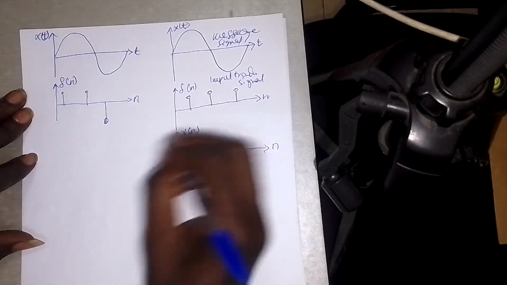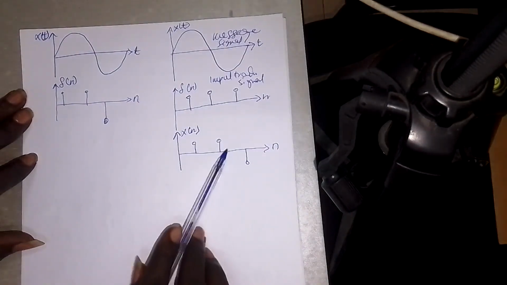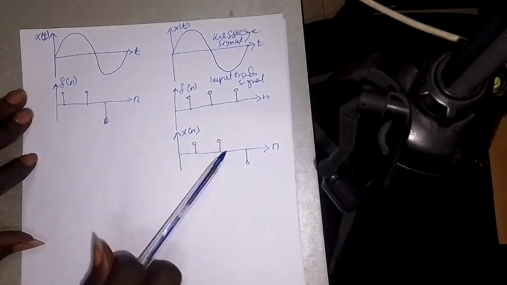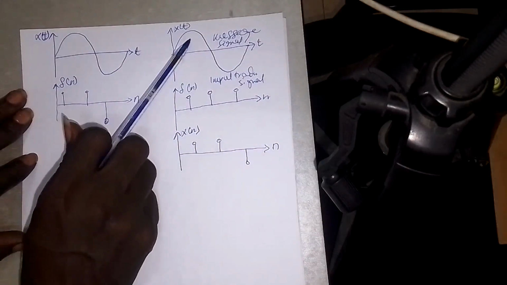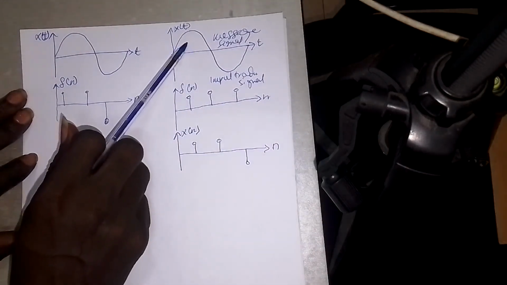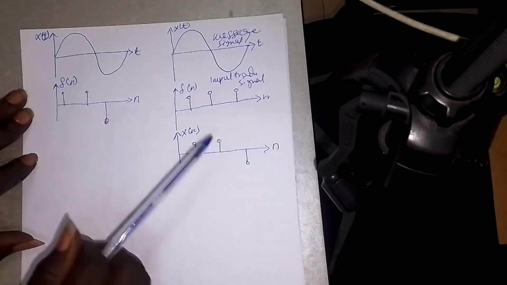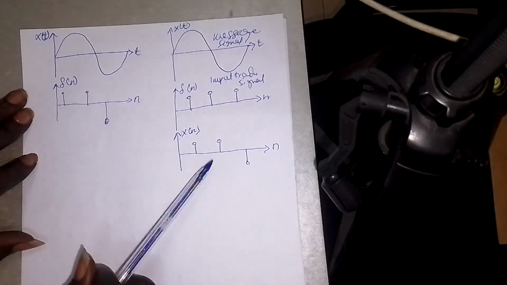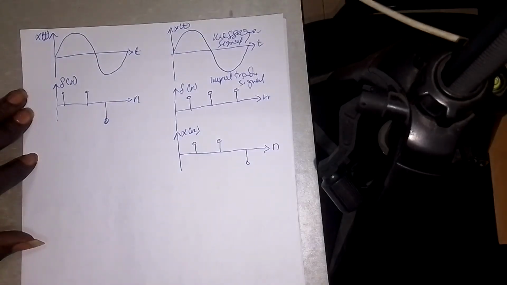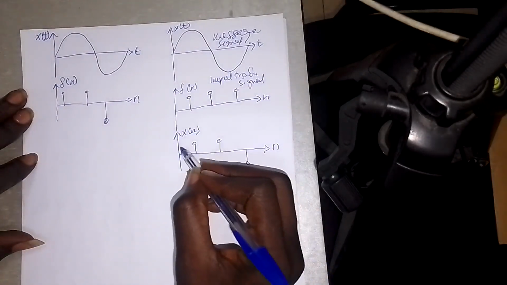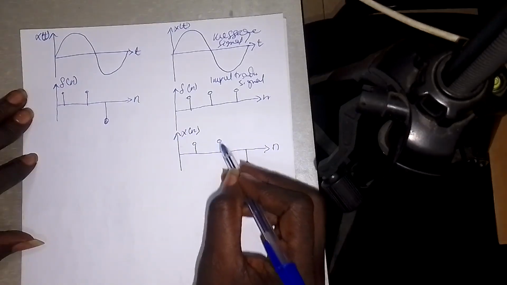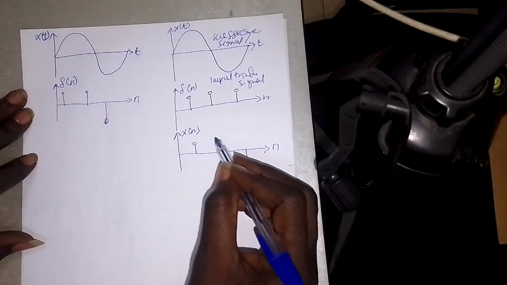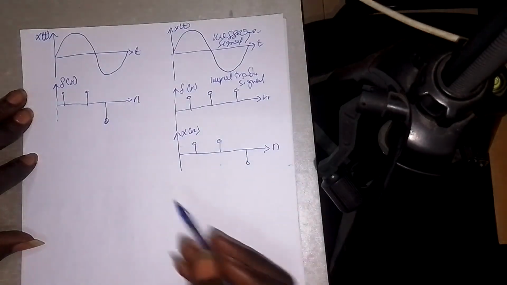Here is n, here is x of n. You see that this signal is not the exact representation of this one. So I'll find it difficult to reconstruct this one from here, because which shape is it going to take? Am I going to say it's like this, then it comes down, then it goes this way, or like this? It's difficult.